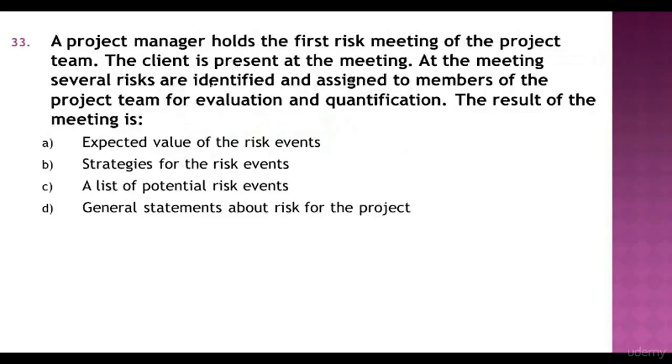Question 33. A project manager holds the first risk meeting of the project team. The client is present at the meeting. At the meeting, several risks are identified and assigned to members of the project team for evaluation and quantification. The result of the meeting is expected value of the risk events, strategies for the risk events, a list of potential risk events, general statements about risk for the project. Answer C is a correct choice. A list of potential risk events.